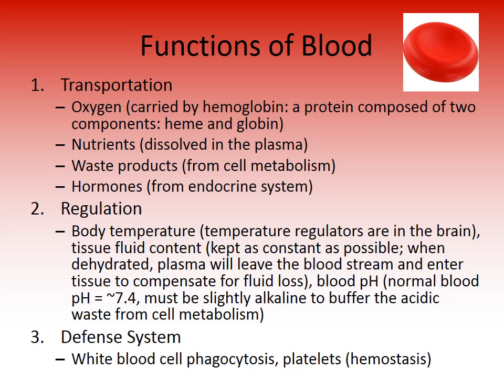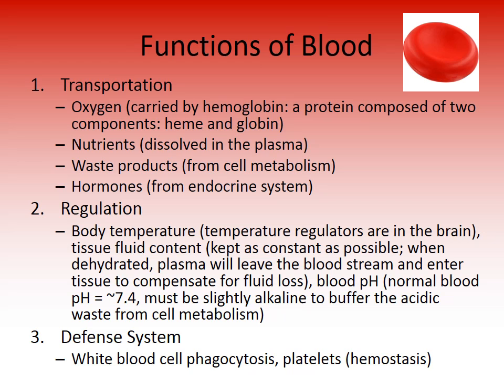And the third is a defense system. So white blood cells are part of our blood, right? The white blood cells are floating in the blood, and they are phagocytic cells. So they will eat and destroy any invaders that we don't want in our blood or in our system.